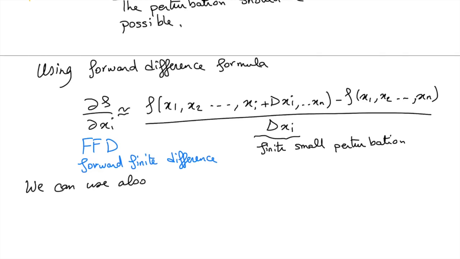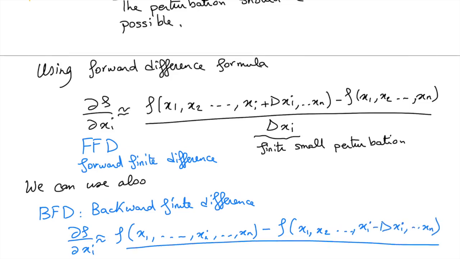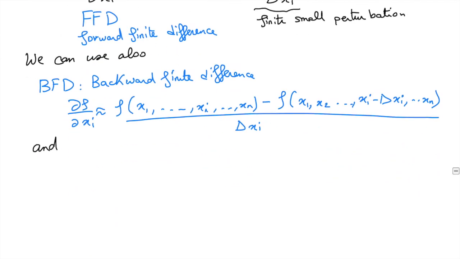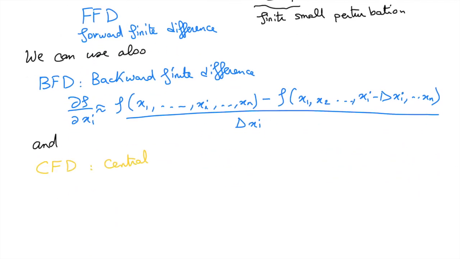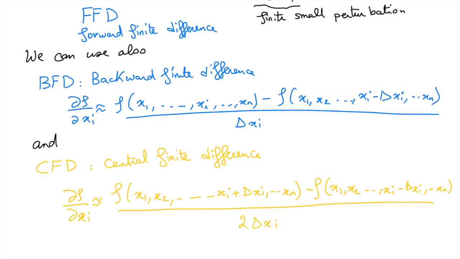We can also use backward finite difference to calculate an approximation of the derivative. It can be given by this expression. And we can also use central finite difference, and to find the derivative, it is given by this expression. Here we add delta xi and we subtract delta xi, and we have a distance of 2 delta xi.